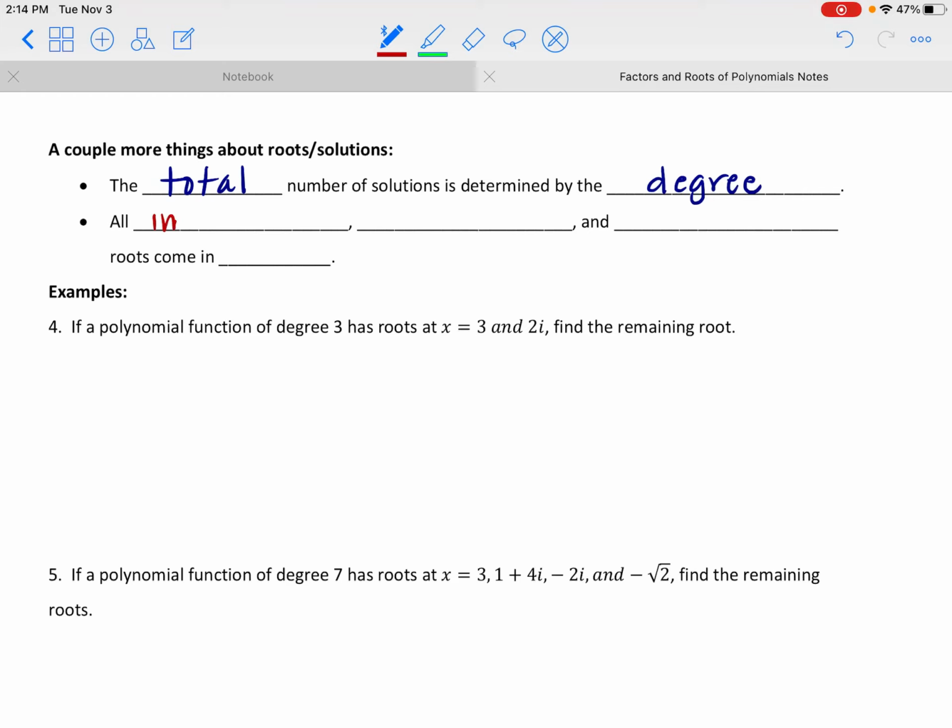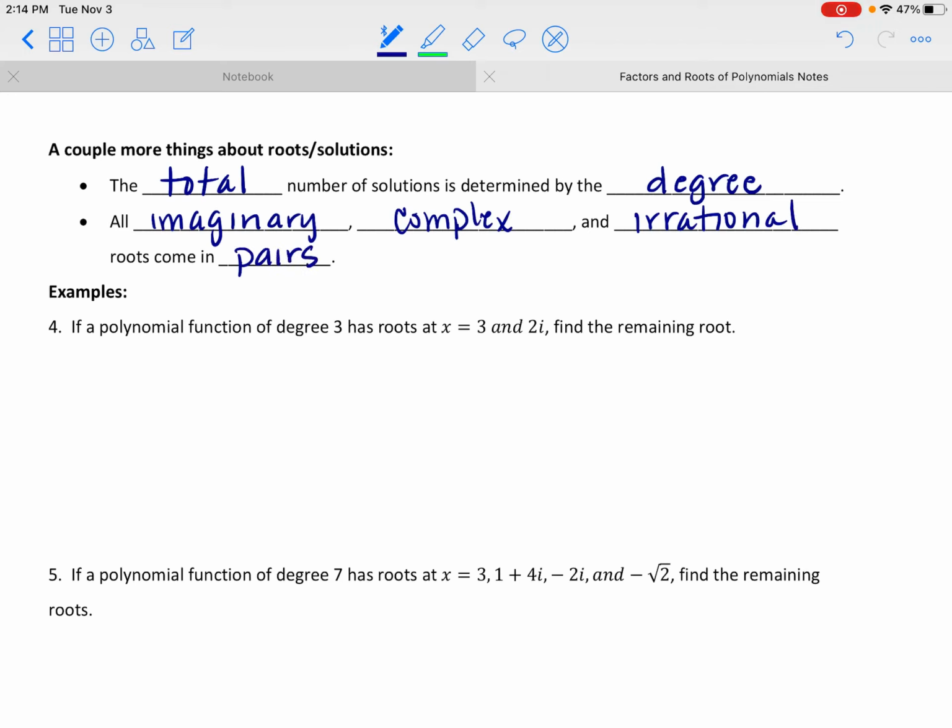Can I go back to blue so this is a little more uniform? You like how I talk to myself, right? All imaginary, sorry, complex, remember we can sort of identify those the same way, and irrational solutions, they all come in pairs.